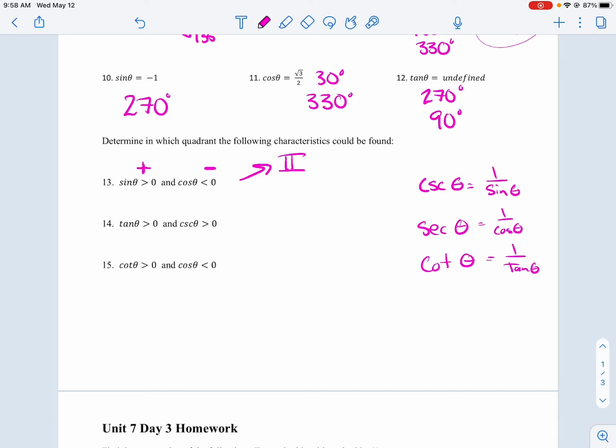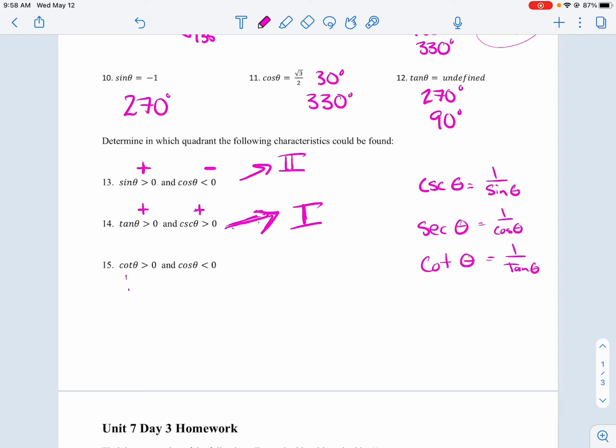Okay, number 14, when our tangent is positive. That can be either the first quadrant or the third quadrant. But then we also need our cosecant value, or our sine value, positive. There's only one place, and it can't be the third quadrant, because remember, in the third quadrant our tangent values are positive, but our sine and cosine are negative. So therefore this has to be the first quadrant.